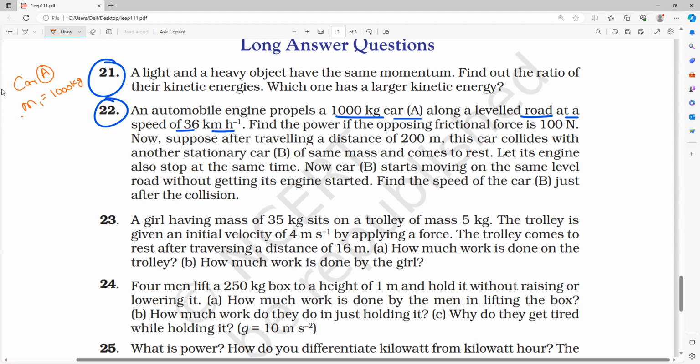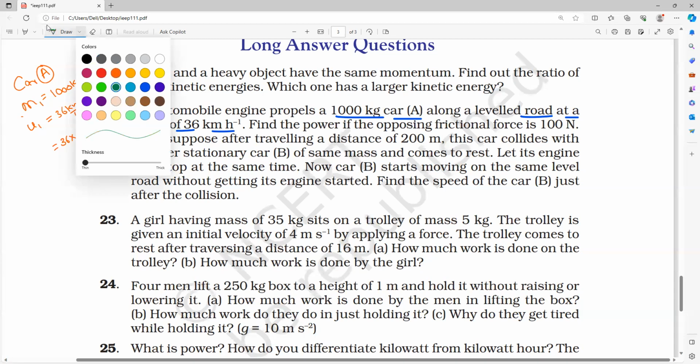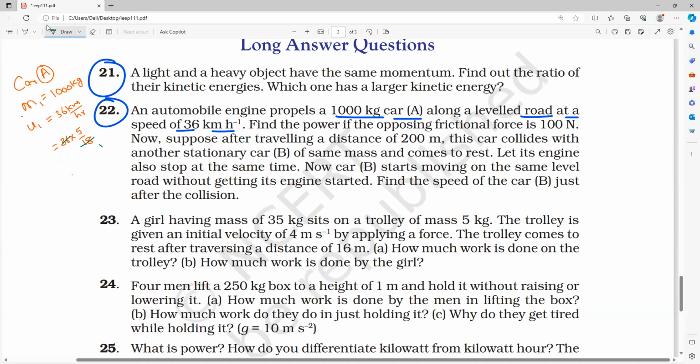Next, what is the speed of the car, everybody? 36 km per hour. So let me take the initial velocity of the car, U1, which equals 36 km per hour. To convert to meter per second, what we have to do? We have to multiply by 5 by 18. So 18 ones are 18, 18 twos are 36, so 10 meter per second. Is it okay?